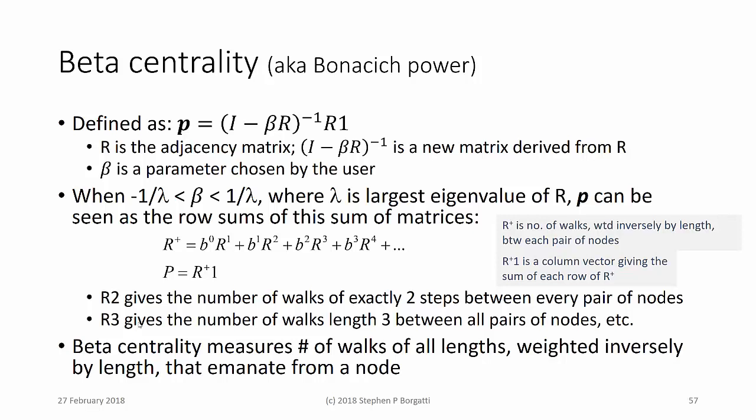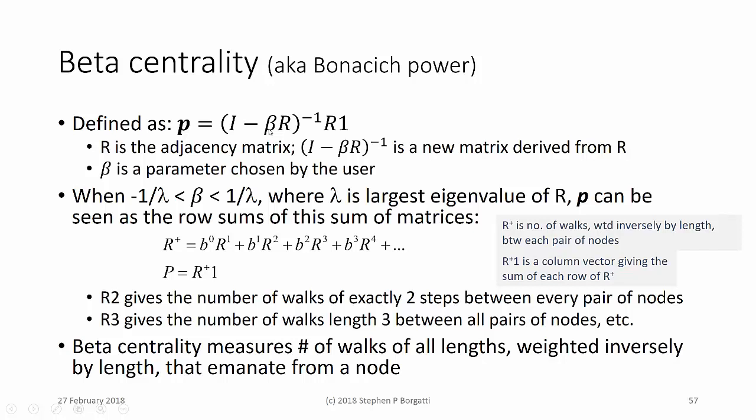And it's defined by this little matrix equation here, in which P is a vector. It's a set of scores. It's like your centrality scores, okay? R1, as you know from last time, is simply the row sums of R. So R1 is actually just the degree of each person. R is the adjacency matrix. It's like who likes whom.